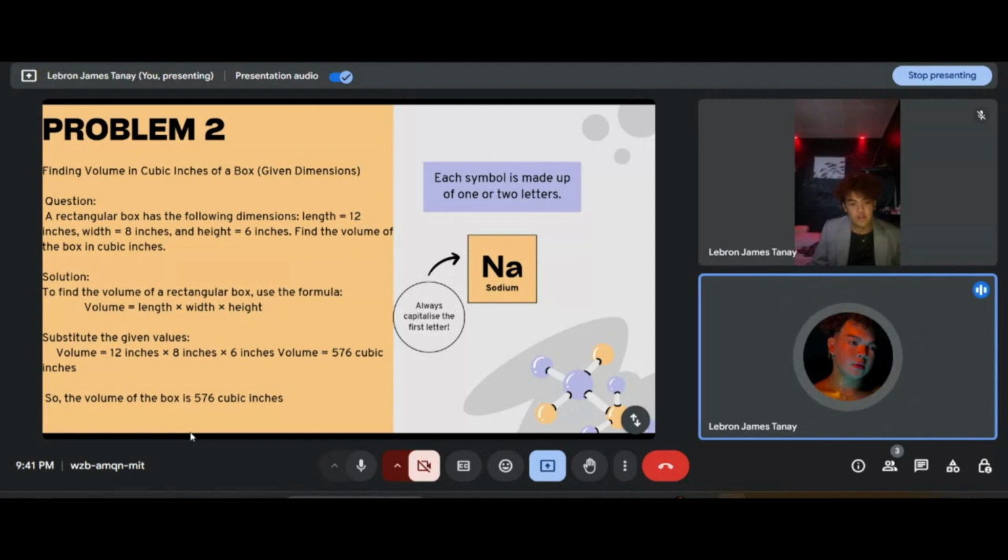Solution: to find the volume of a rectangular box, use the formula volume is equal to length times width times height. So substitute the given values: the length is 12 inches, the width is 8 inches, and the height is 6 inches, which gives 576 cubic inches. So the volume of the box is 576 cubic inches. So that's the conversion of units.